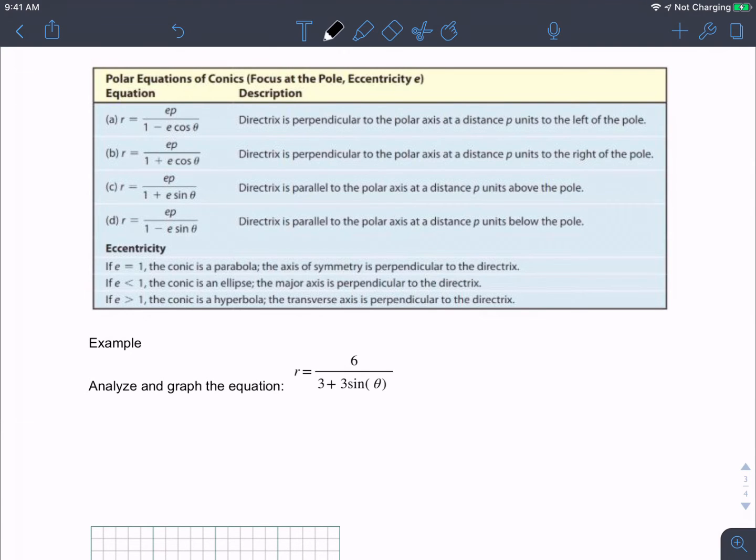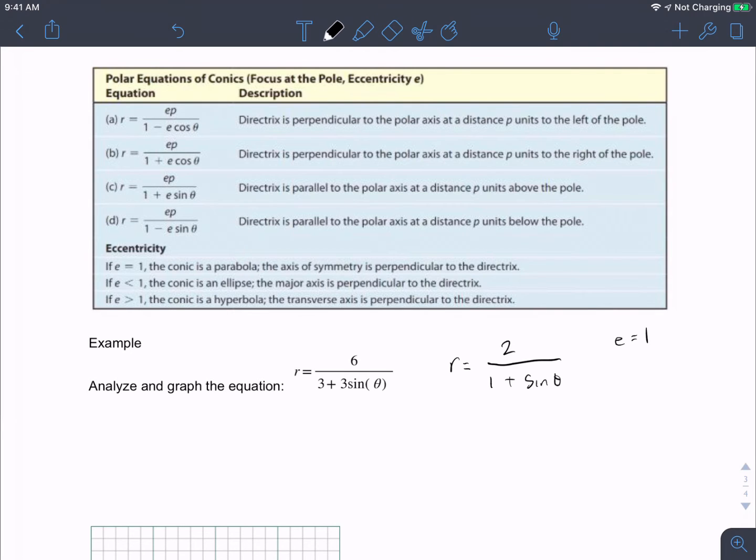So if you want, you can pause the video right now just to go ahead and look at this. But I'm about to do another example for you, and let's see if we can make connections to it. So again, we want this to be in the form where the denominator is a 1 plus or a 1 minus. So what we're going to do here is divide everything by 3. And so r is going to be 2 over 1 plus sine theta.